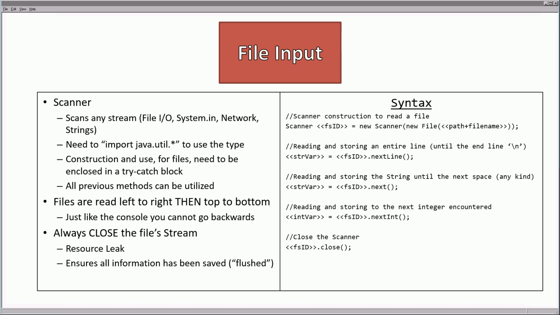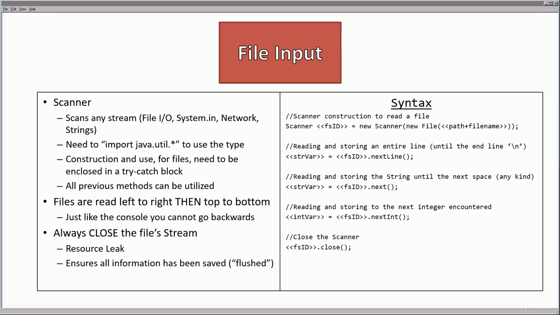Now if we're creating a scanner that's reading from a file, it has to be constructed and its operations must be used inside of a try and a catch block. There's a lot of exceptions that can happen from reading from a file. The great thing is we've used scanner a lot, and we're very familiar with a lot of the methods like next, nextLine, nextInt, nextDouble. All of these methods can be used to read files.